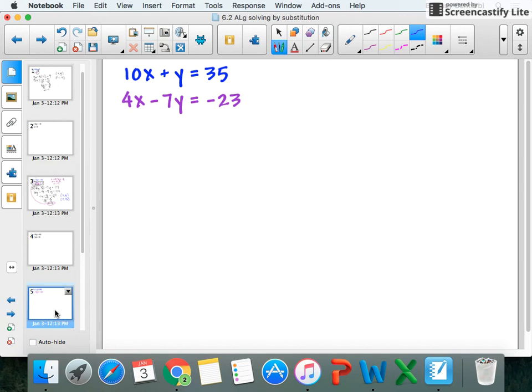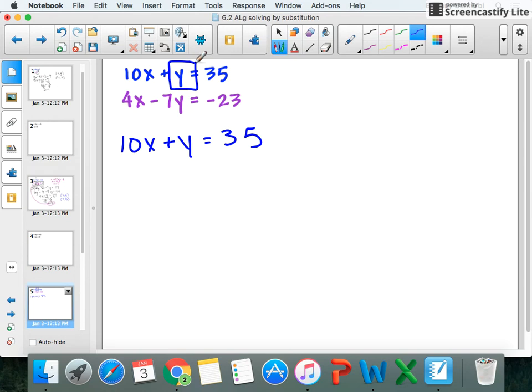So really, if there's anything in front of the x or the y, you want to avoid getting those by itself. What you're looking for is a 1 or a negative 1y, or a 1 or a negative 1x. Some cases you might have to do the fraction, but you want to avoid having fractions at all costs. So we're going to take this first equation up here, 10x plus y equals 35, because right off the bat I can tell that this has a 1y, so I can solve for y.